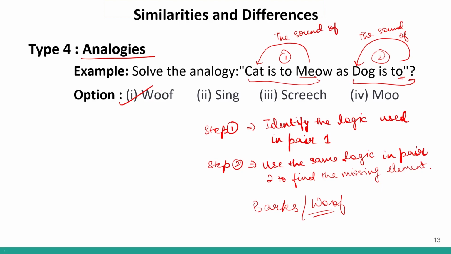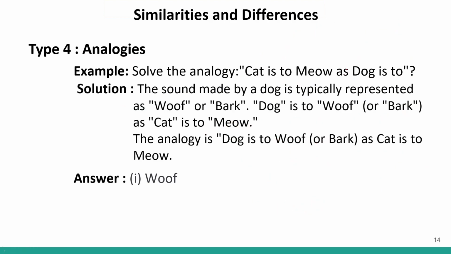Understood? So how do we solve any analogy? First, we identify the logic used in the first pair. Then we use the same logic to identify the missing element in the second pair. So here the analogy was that meow was the sound of cat. Similarly, the missing element woof will be the sound of dog. This is how you solve any analogy question. So you can see the sound made by a dog is typically represented as woof or bark. So dog is to woof as cat is to meow.